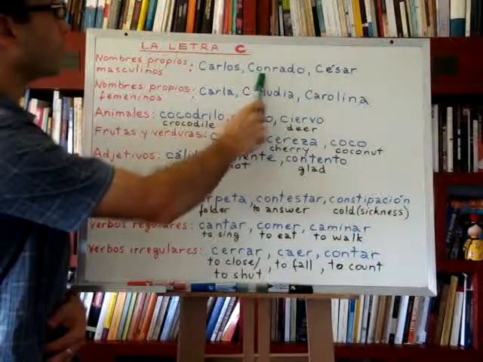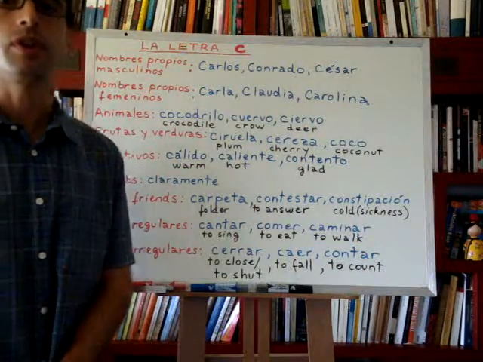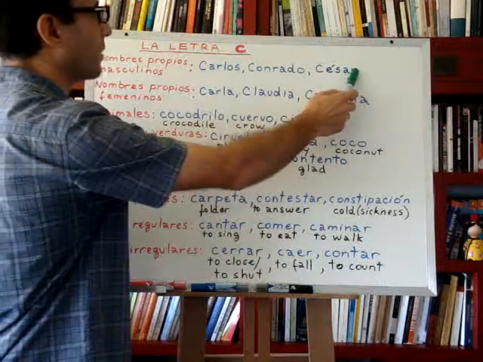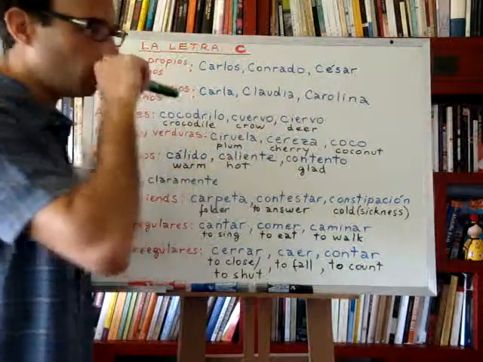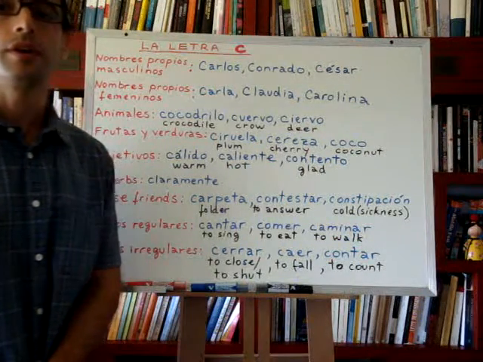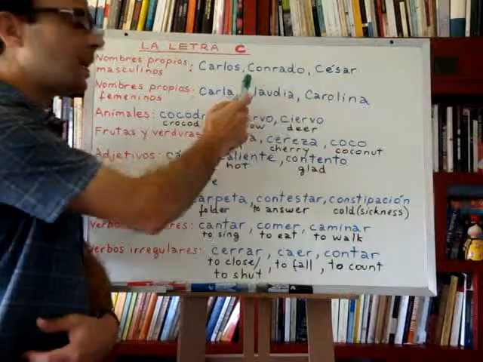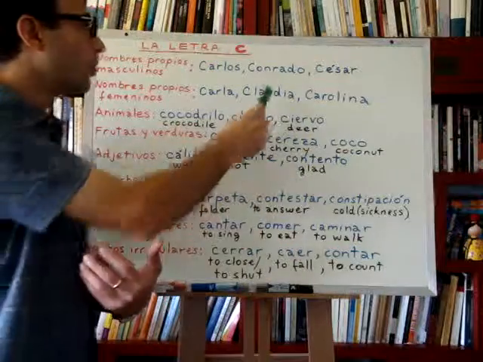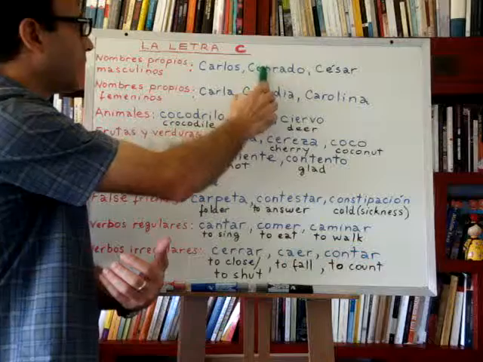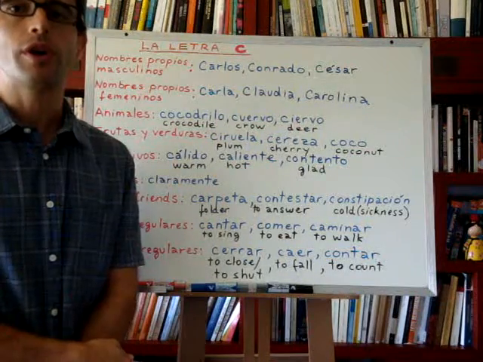Take a look, see how Conrado, try to reproduce this sound, Conrado. The R, when it's at the end of the word or when it's between two vowels, it's the smooth R, okay? But when it is at the beginning of a sentence or doubled or after a consonant as here, it's the rough sound of the R, Conrado, okay?